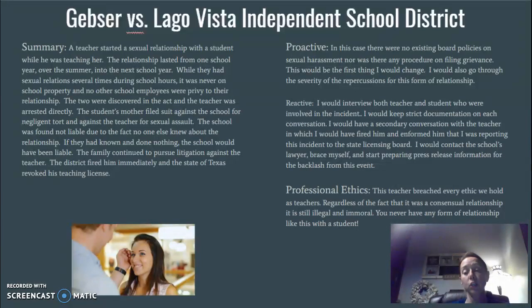This teacher breached every ethic we hold as teachers. Regardless of the fact that it was a consensual relationship, it is still illegal and immoral. You never have any form of relationship like this with a student.